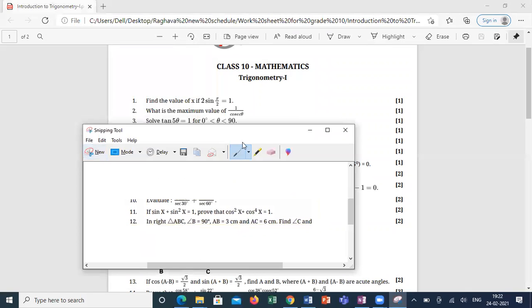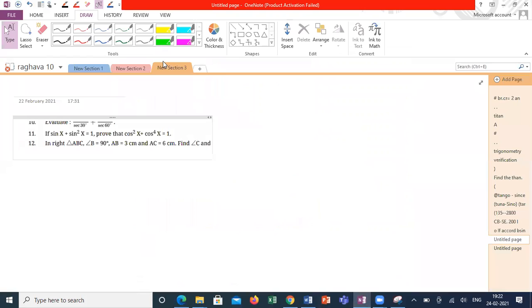The 10th one is easy, direct substitution from the table. Try the 11th question, everyone. Sin x plus sin square x is equal to 1. Prove that cos square x plus cos power 4 x is equal to 1. Take the given data, square on both sides and try. That's a clue.